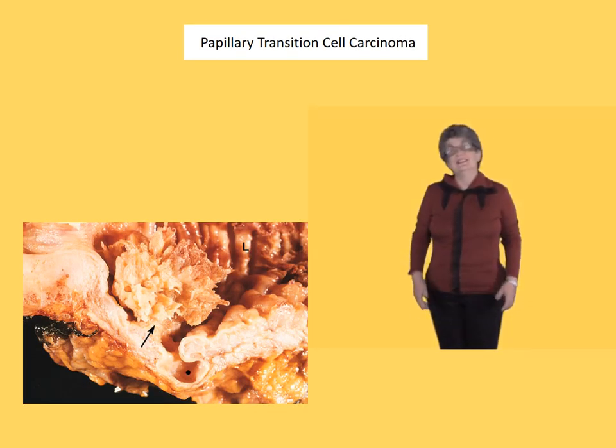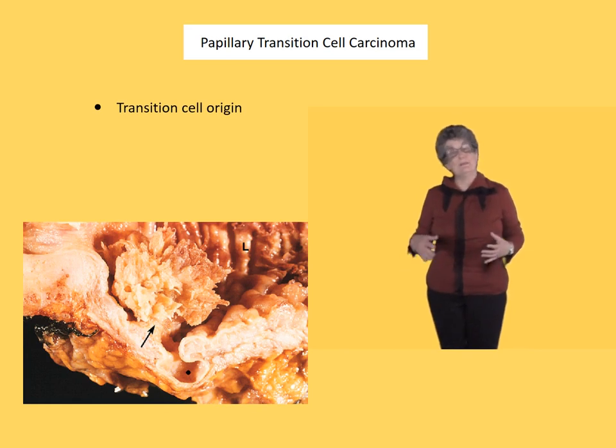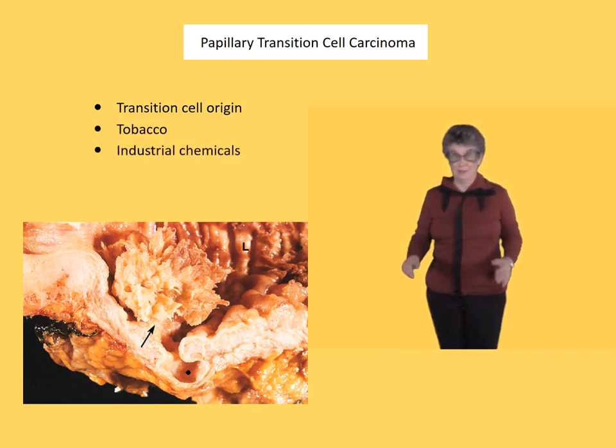Remaining with the bladder, the most important tumour of the bladder is papillary transitional cell carcinoma. So this originates in the transitional cells which line the bladder, and people particularly at risk of this cancer are smokers and people exposed to industrial chemicals. The red flag for this cancer is hematuria. Bright red hematuria really needs to be investigated promptly to make sure there is no papillary transitional cell carcinoma.